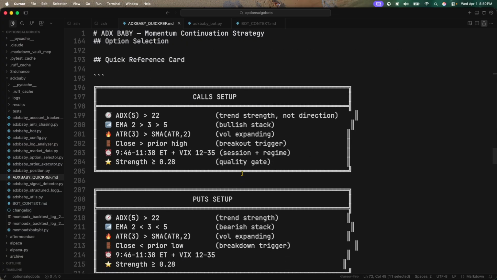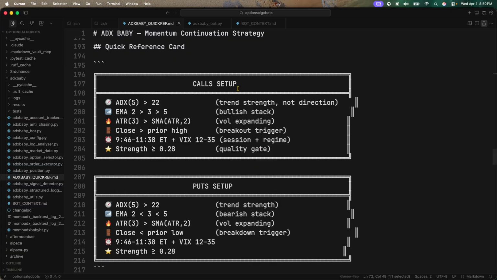And here's our reference card that I wanted to get to in order to see that call and put setup, right? Again, what we're looking for is the trend strength, not direction, because ADX measures the trend strength, not direction. In order to get direction, we're using our EMA stack that has a bit of Fibonacci sequence in it. This is our bullish stack, and we're also using ATR in order to figure out, is volatility expanding. Then we're going to have our breakout trigger, then our session plus regime, and then our quality gate, right? So this is everything that we have in order to actually take a signal.